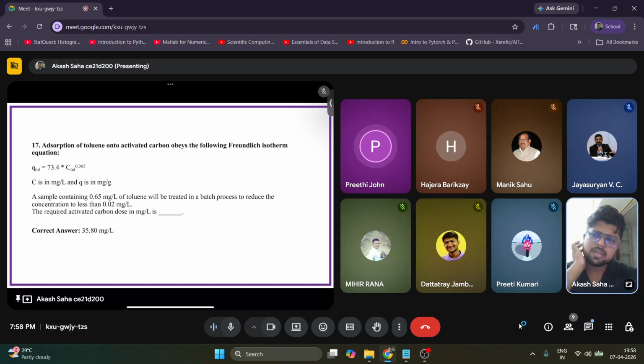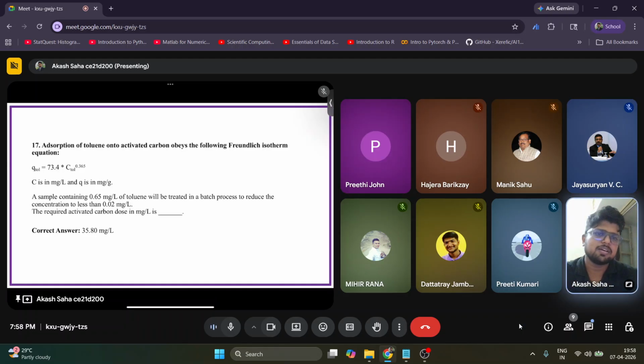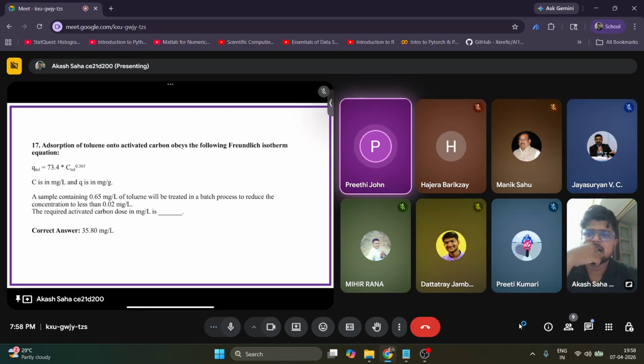Why will it cause a problem? How will we have the equation? So if the power goes to the other side, what will happen? Suppose you have an equation where C is to the power of 0.365. If you take it to the other side, what will happen? You have two unknowns. One is C total, and then again C total to the power of 0.365, right?